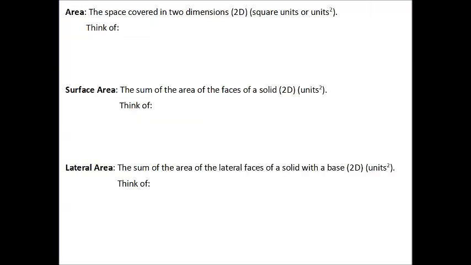So let's briefly review the key concepts first. Area is the space covered in two dimensions. And because it's two dimensions, we use square units or units squared for areas. When we talk about areas, I want you to think of covering something, for example, with paint, color, or tiles covering the floor, and it is something flat. It's two-dimensional.